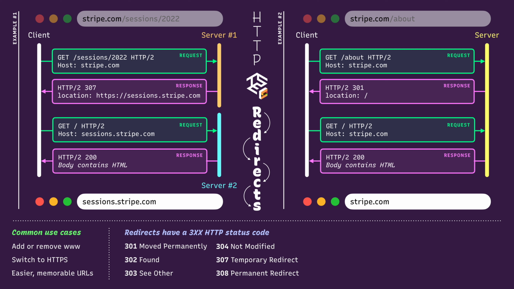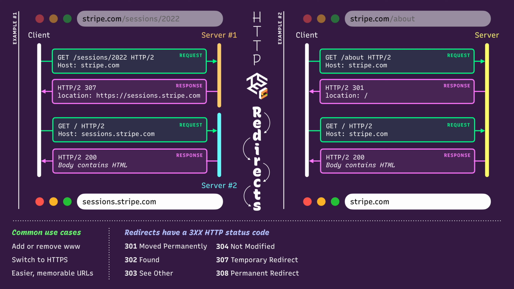Take 301 moved permanently and 308 permanent redirect, for example. Both are used to permanently redirect, but 301 allows the HTTP method to change, where 308 does not. This array of redirect options allows for a lot of flexibility and fine-tuning.